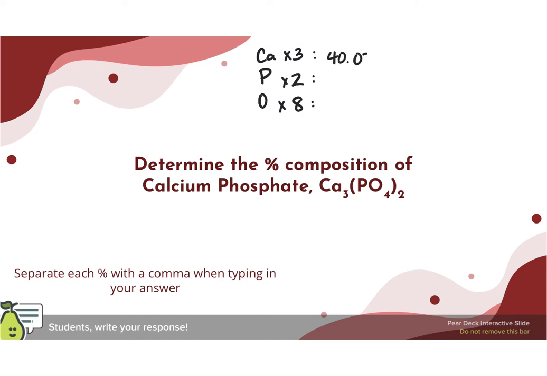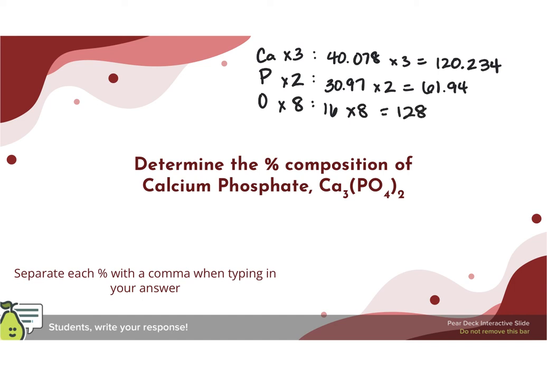Calcium is 40.078, and there are 3 of them, which is equal to 120.234. Phosphorus is 30.97. There's 2 of them, which is equal to 61.94. And oxygen is 16. There's 8 of them, which is equal to 128. So altogether, the molar mass is 310.174 grams per mole.